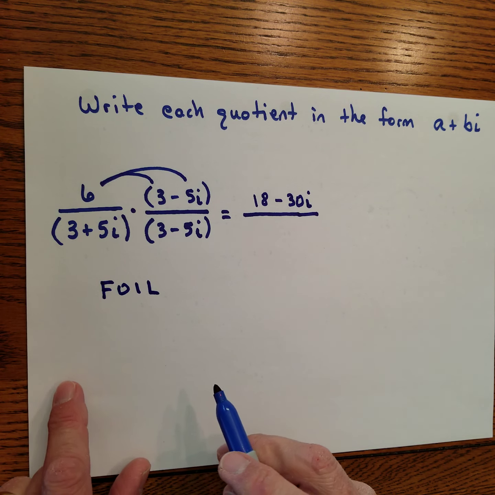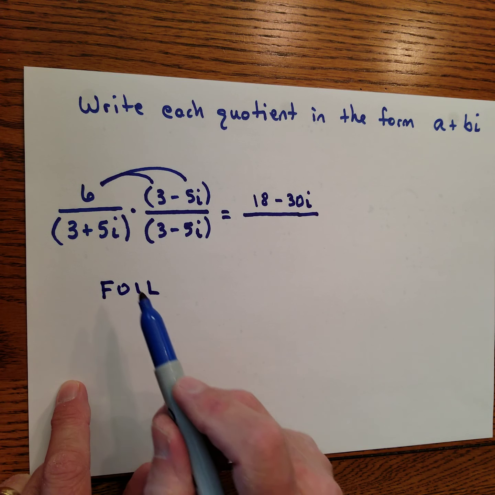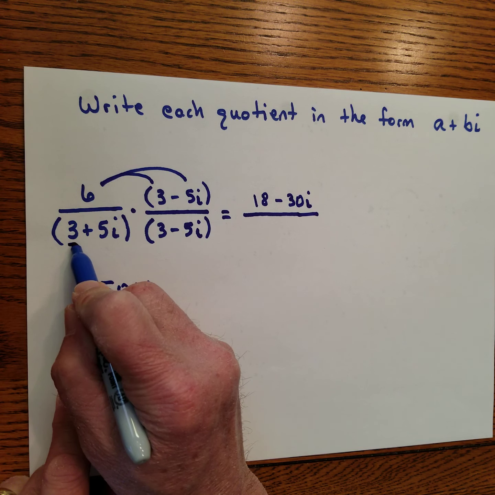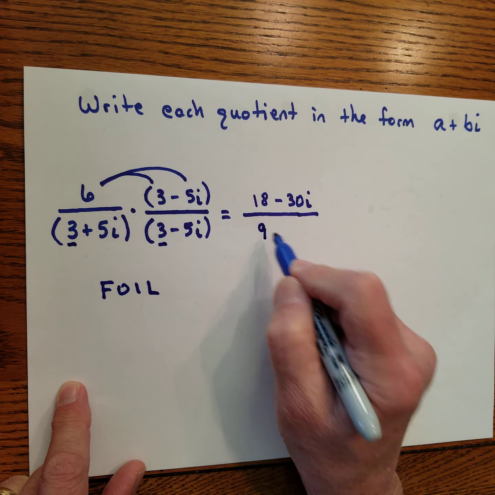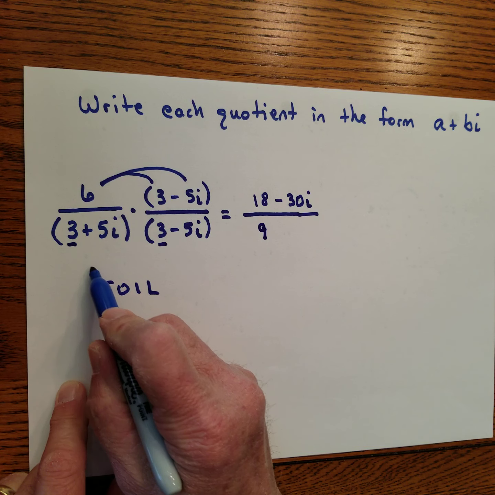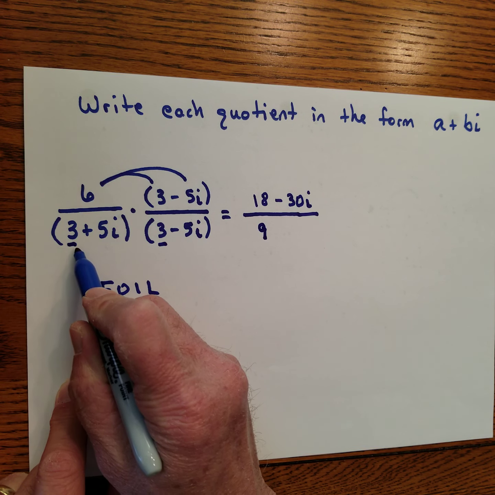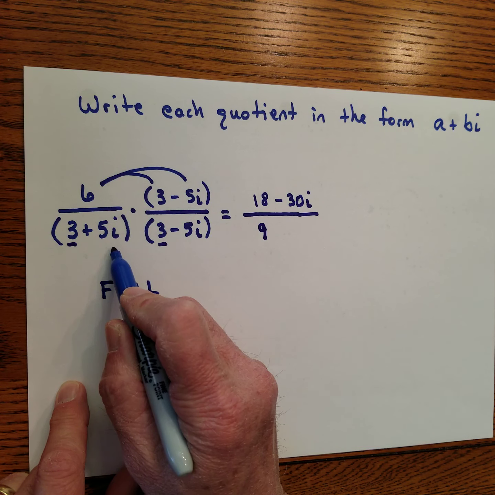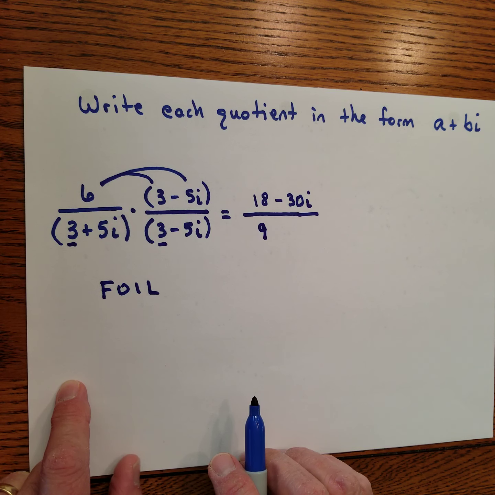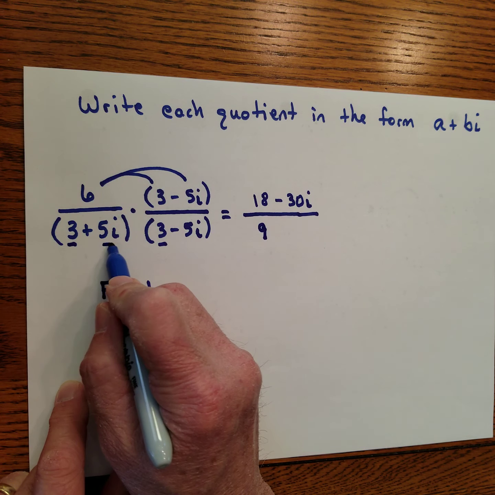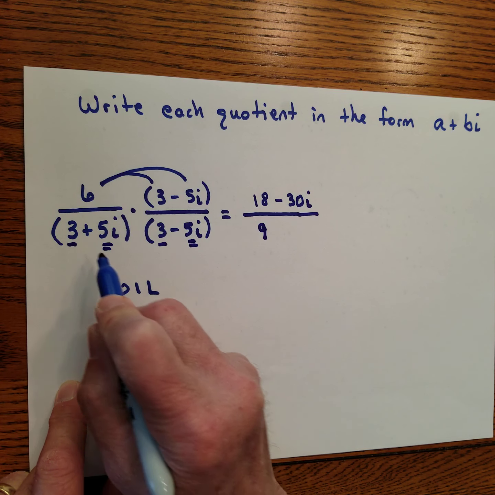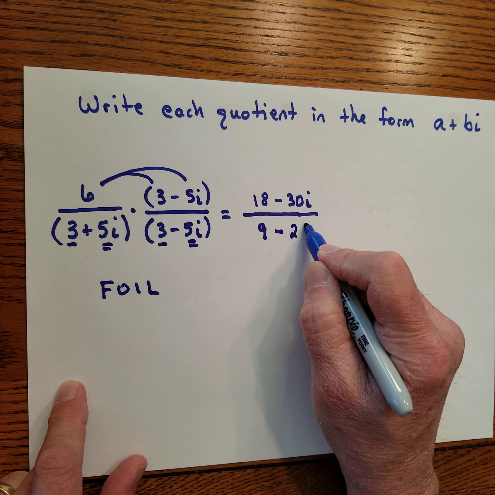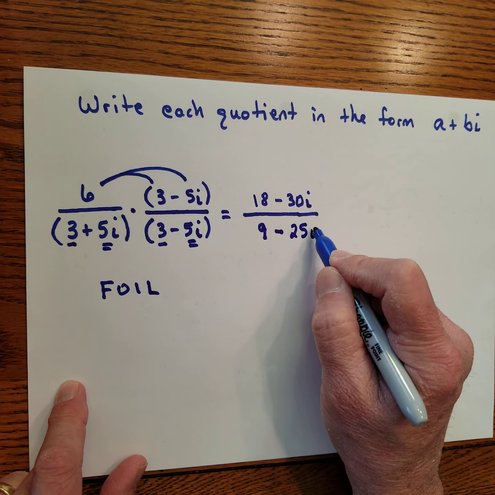But when we FOIL, we're going to remember that when we FOIL conjugates, the outers and the inners are going to cancel out. Here we go. Multiply the firsts. 3 times 3. That's 9. If I multiply the outers, that's negative 15i. If I multiply the inners, that's positive 15i. Those add up to 0, so don't write them down. Now multiply the lasts. Where a positive times a negative is a negative, 5 times 5 is 25, and i times i is i squared.